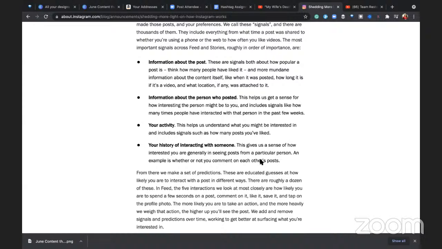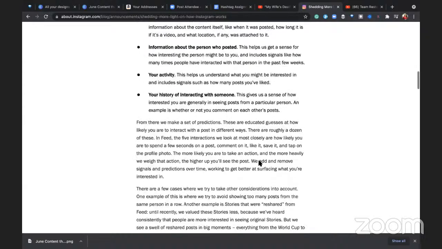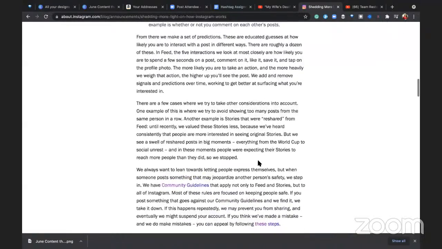And then how we interact with people gives us a sense of how interested you are in generally seeing posts from a particular person. There are some people in your life that the moment you post, they like it, no matter what. So if you have a history of somebody that anytime you post, people are interacting, there's a greater tendency of showing them your post or pushing your post towards them, which is what we want to happen for our clients. We want a situation where our clients' posts are put in front of the right people.